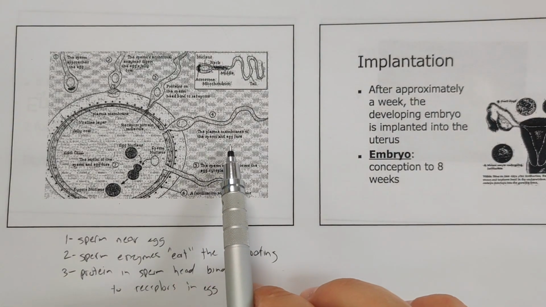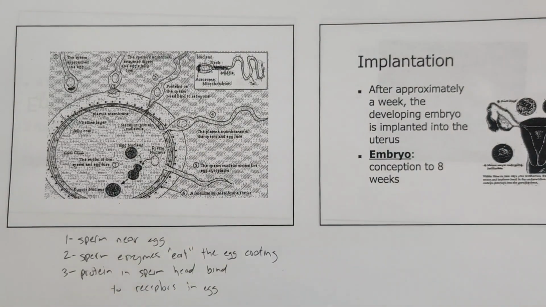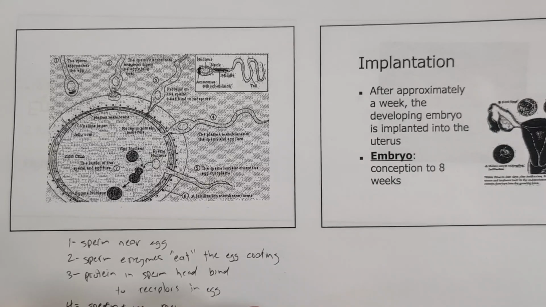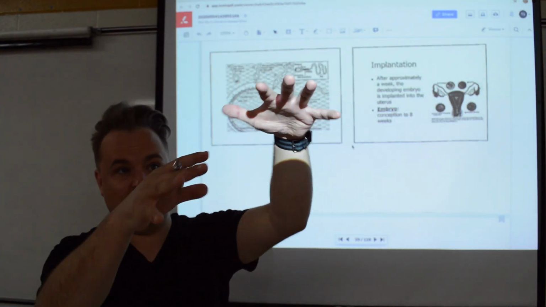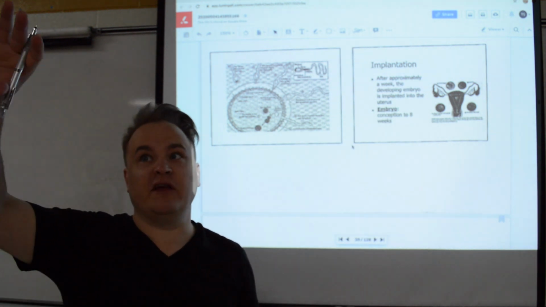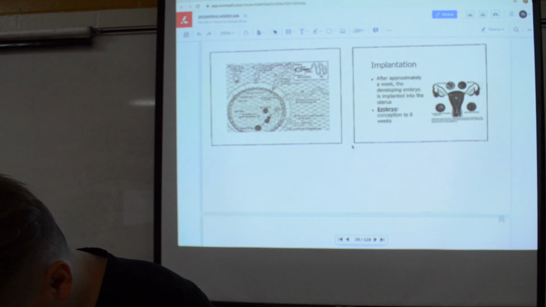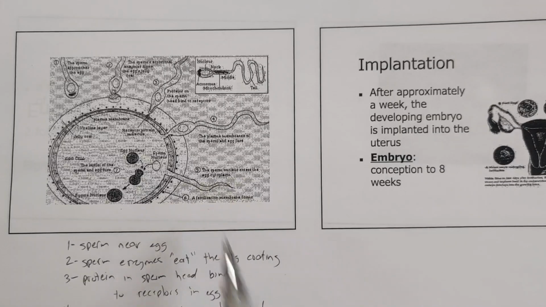Next, the plasma membrane of the sperm and the egg open, right? Number 4, sperm and egg membrane become one. So the sperm membrane and the egg membrane fuse into one thing, which leaves the nucleus of the sperm to meet up with the nucleus of the egg, which you see in the next one. The sperm nucleus and the egg nucleus combine, right?